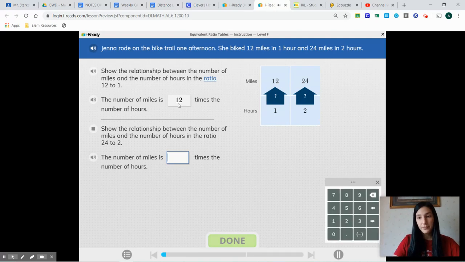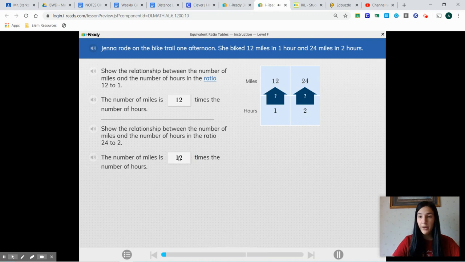Show the relationship between the number of hours and the number of miles in the ratio 24 to 2. We see that 2 times 12 is also going to be 24, so we're going to type in 12 there. In both ratios, the relationship between the number of miles and the number of hours is the same. That means the ratios are equivalent.